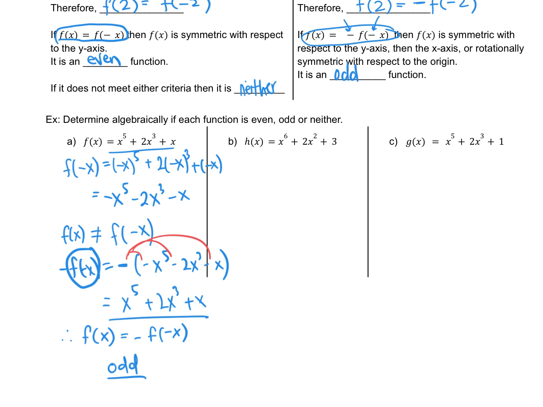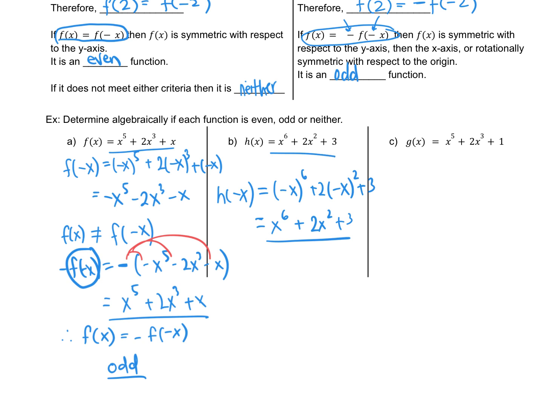Let's try the next one. Let's test for an even function. So replacing all of my x's with negative x. And this time I have negative x to an even exponent. A negative number to an even exponent will be positive. So negative x to the 6 is positive x to the 6. Negative x squared is positive x squared.